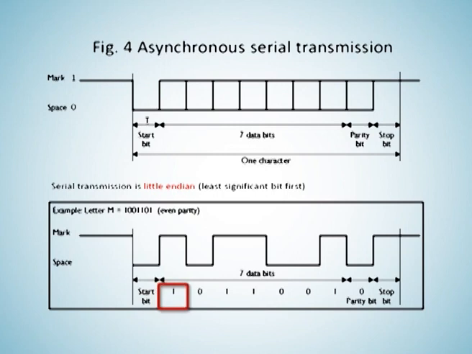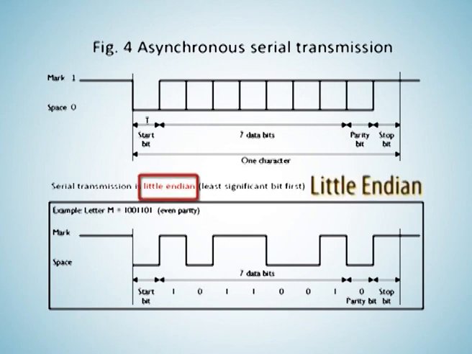Note that first a start bit which is 0 is sent. It is followed by the LS bit or bit 0 which is 1, then bit 1 which is 0, bit 2 which is 1, bit 3 which is 1, bit 4 which is 0, bit 5 which is 0, and at last bit 6 or MS bit which is 1. After that the parity bit which is 0 is sent. The transmission is completed by sending the stop bit which is 1. This method of sending the LS bit first is called the little endian method. This brings us to the closure of serial interface part 1.